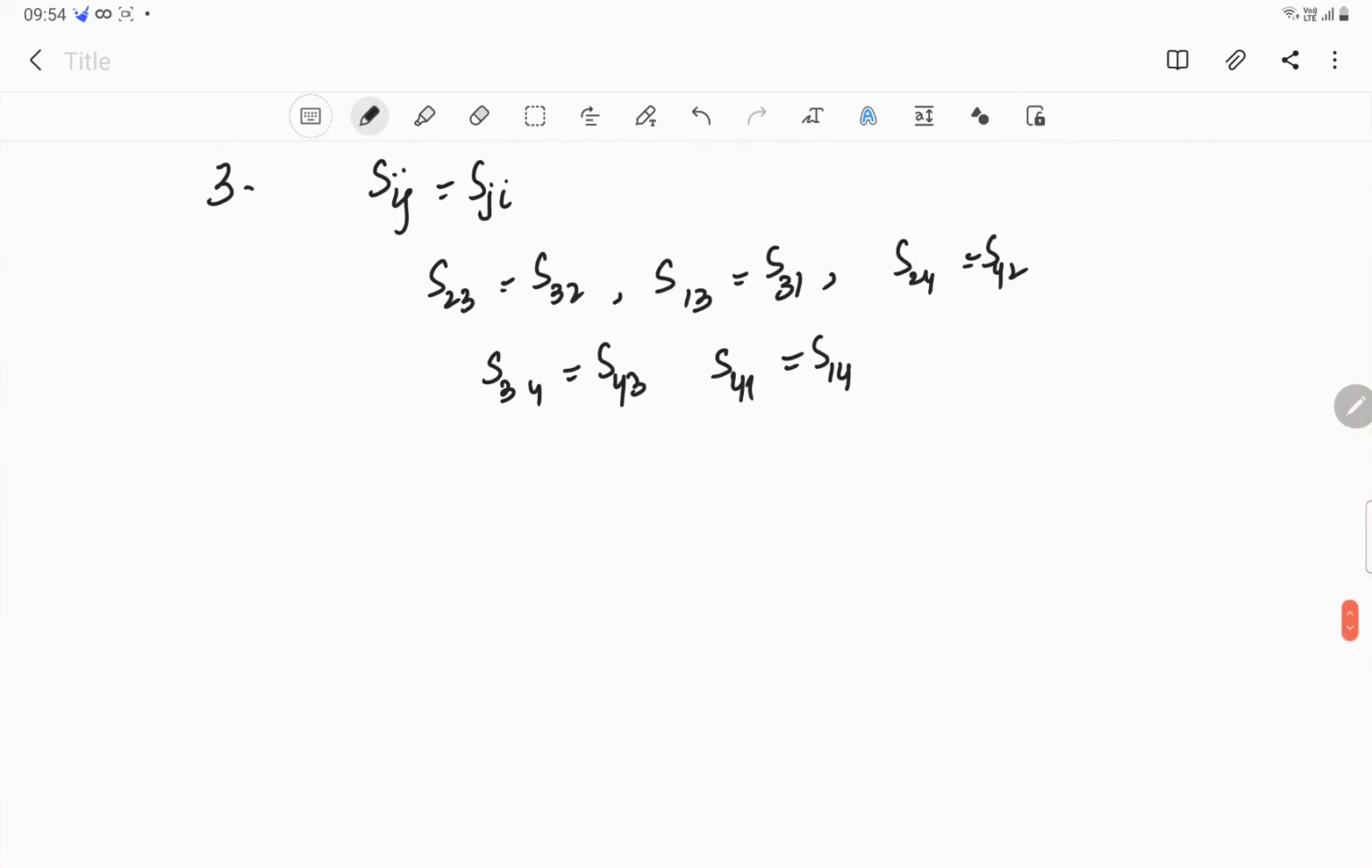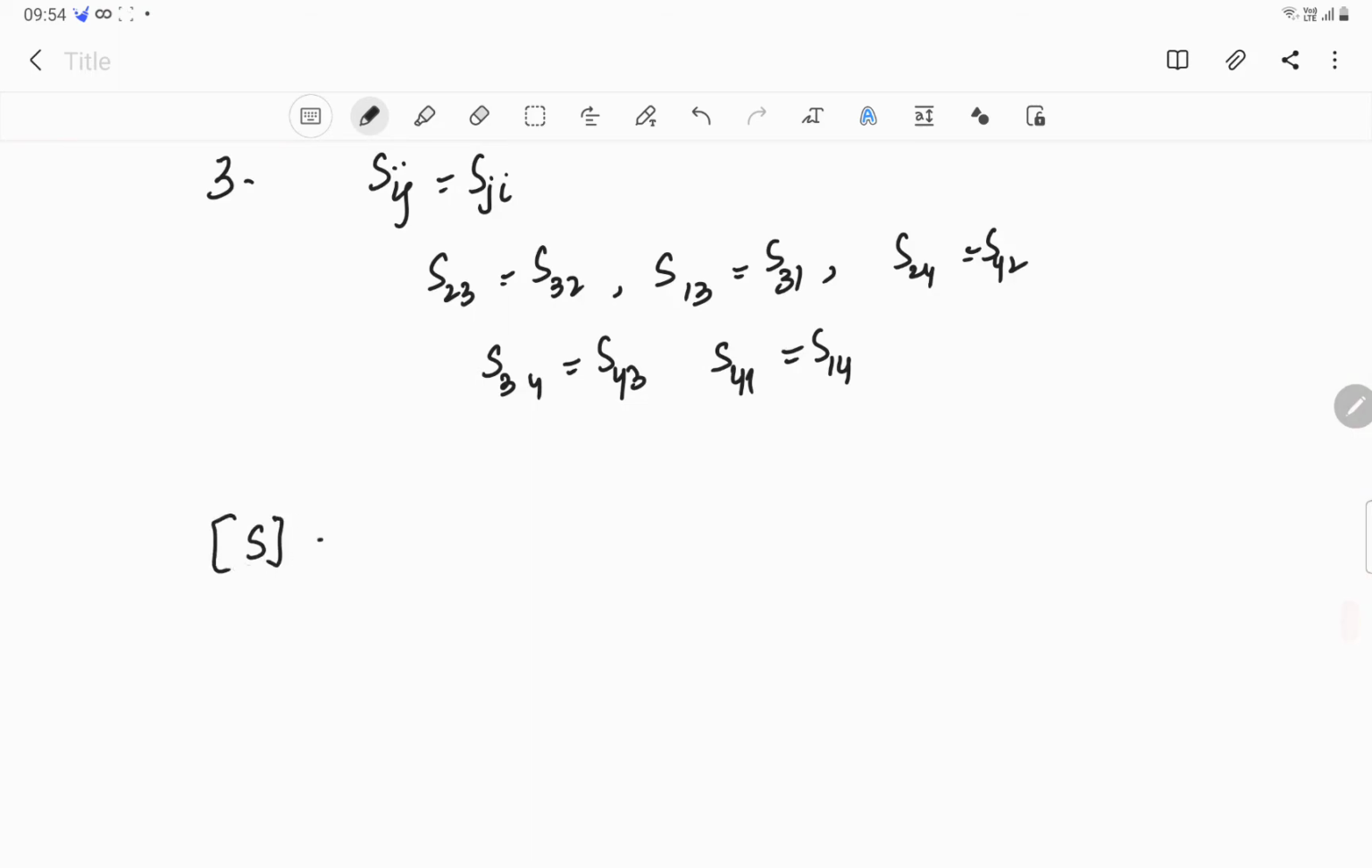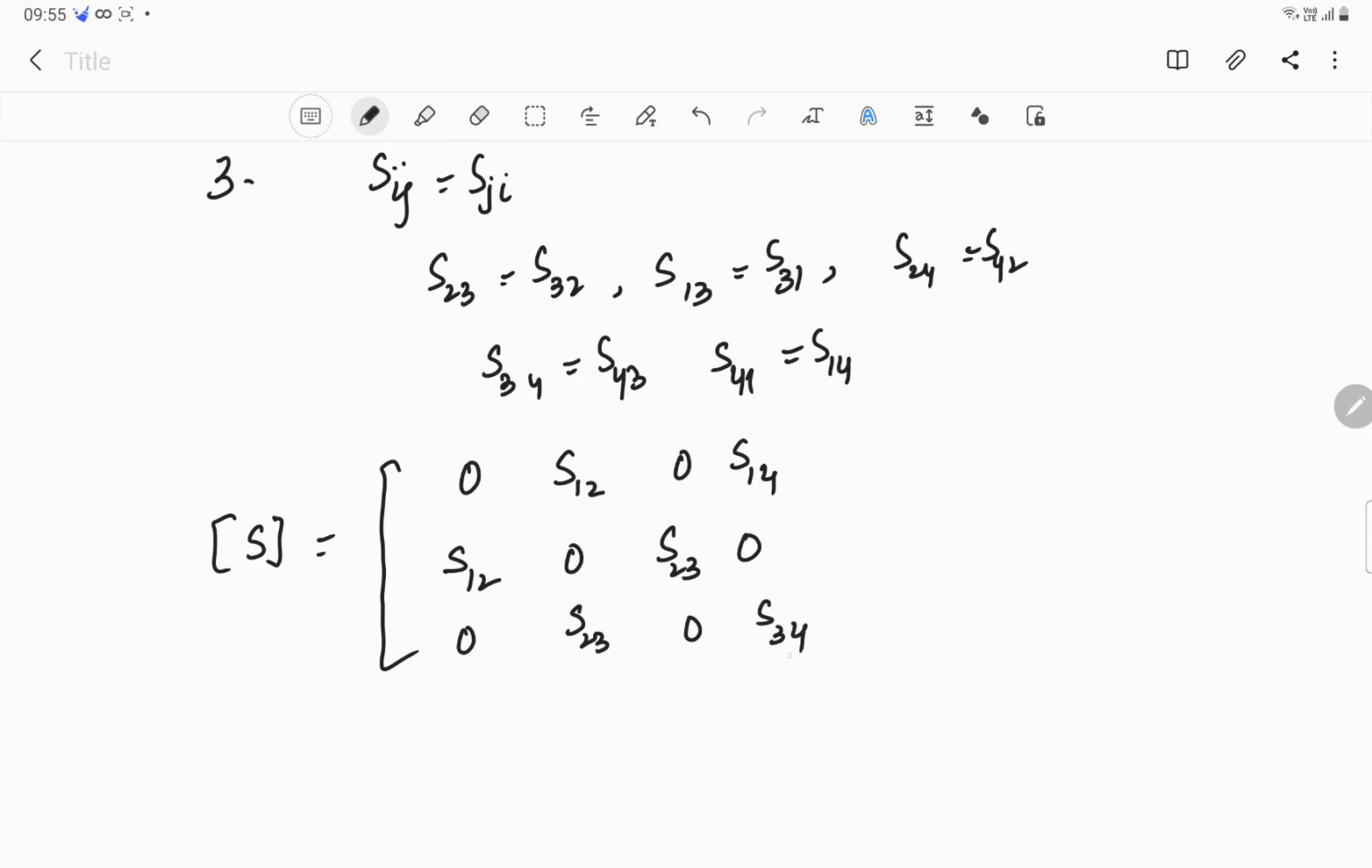So therefore I can write the S matrix as: 0 S12 0 S14; S12 0 S23 0; 0 S23 0 S34. This will be S41, the same as S14. This is 0, S42 is 0. S34 is the same as S43, so I'll write S34. This is S44, which is 0, as the ports are perfectly matched to the junction. So this is our S matrix.